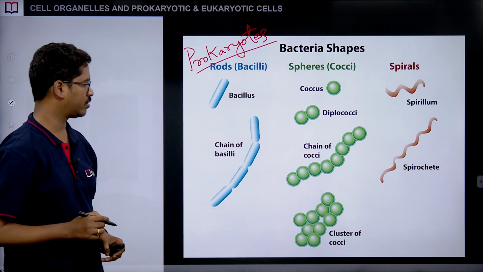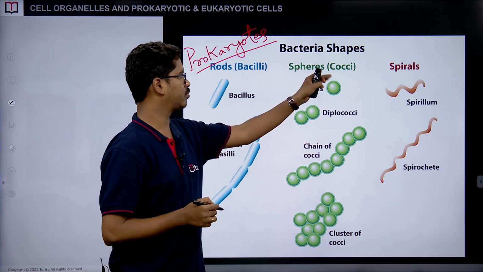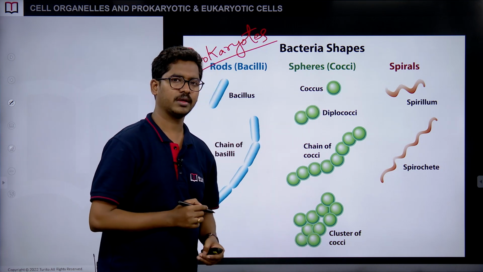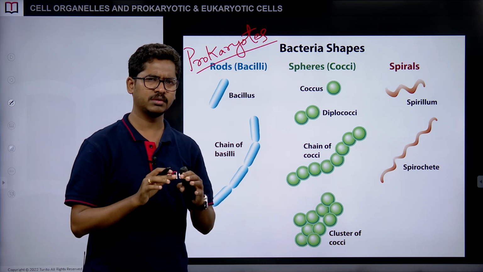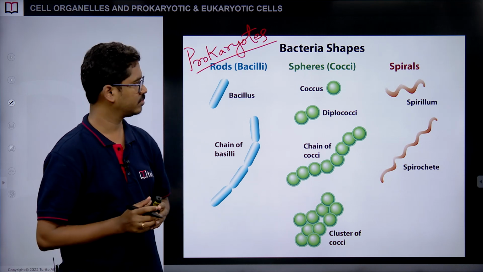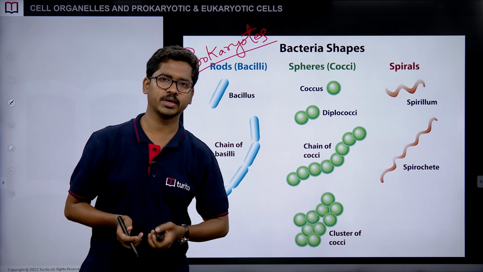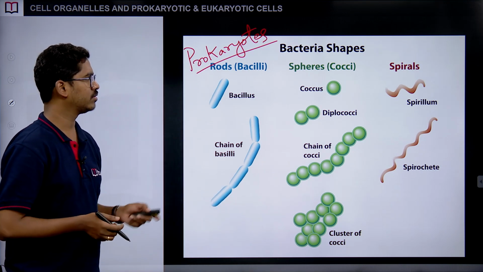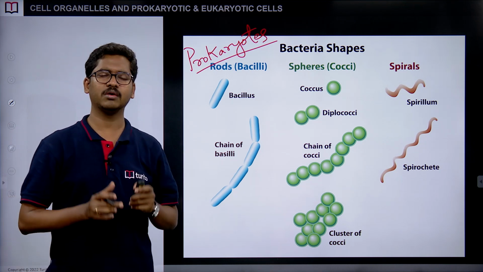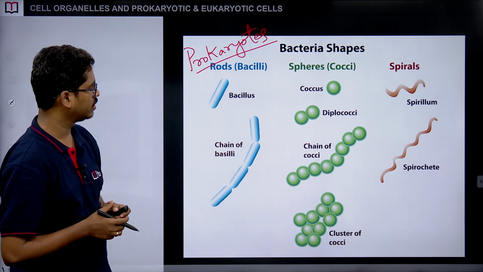So, bacilli stands for rod shaped, chain of the rod shape you see, and you would see spherical shapes, coccus, cocci, diplococci, chain of cocci, cluster of cocci, and we do call them bacteria. Mostly they do not live as free cells, most of them live as colonies. Spirals, spirillum, spirochete. So, these are some of the common things we can understand. This classification of shapes is also not new to you, because we have already learnt it in class 8th.